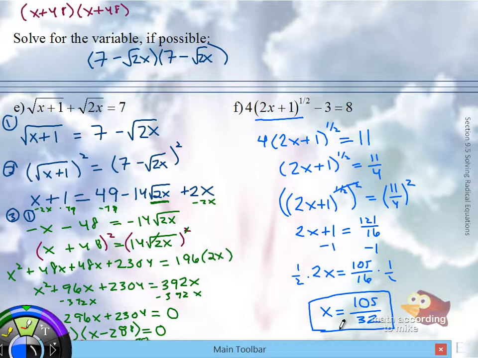Boom shakalaka. Isolate, power, repeat as necessary, solve.